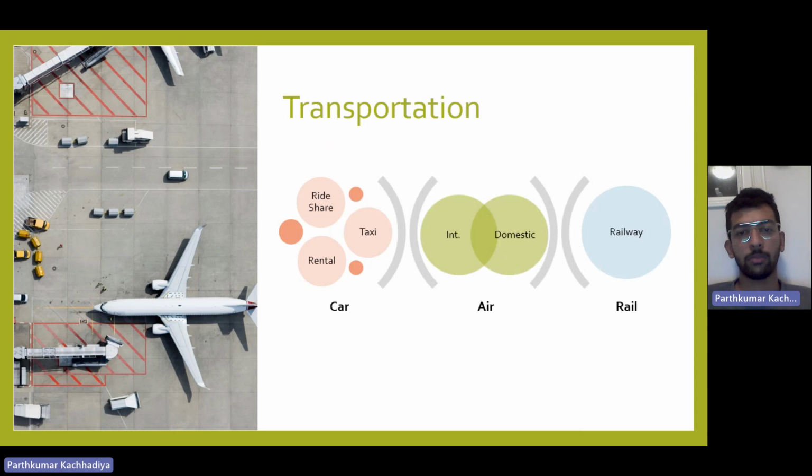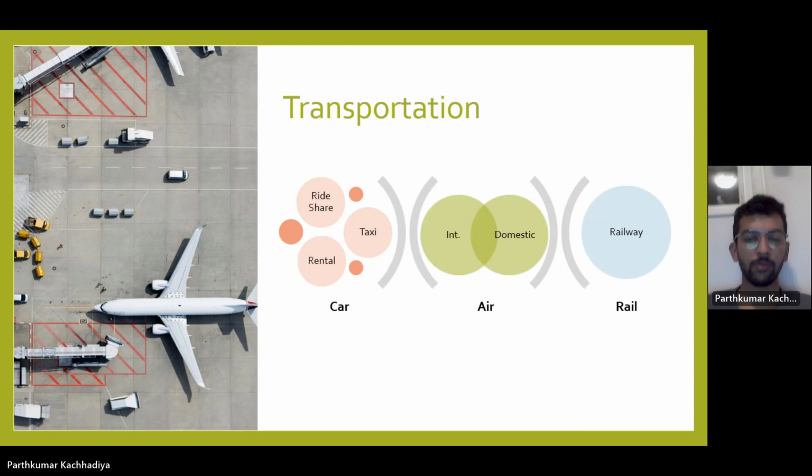When it comes to tourism, transportation is very vital. Here we have three types of transportation, because in India railway is more popular than air and car transportation, which is why I have added railway. For car transportation there are three types: ride share, taxi, and rental. We have a lot of startups right now providing rental cars and ride shares, for example Ola and Uber India.